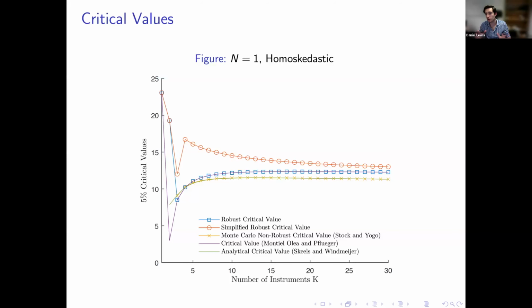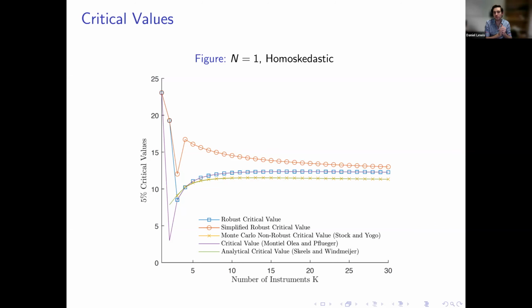So just quickly, I want to show you what these critical values look like in practice. For the most part, there's not going to be too much to learn here, but we can speak to some of the issues that have come up in the presentation so far. Our main critical values are going to be in blue, and our simplified critical values are going to be in red. These are the ones that use the more conservative bound that doesn't require optimization. In purple, you can see the critical values from Montiel-Olea and Pflueger. I should mention that what I'm showing right here is the n=1 homoscedastic case. So both Montiel-Olea and Pflueger and Stock-Yogo are valid here.